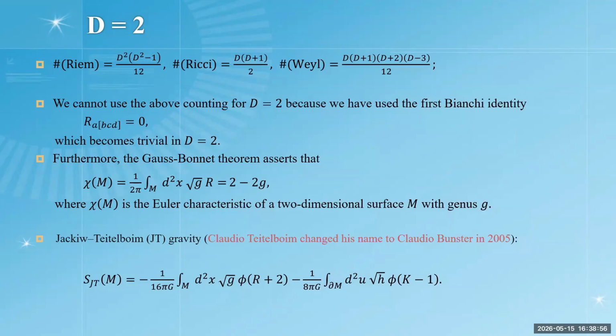And so in order to describe some non-trivial gravitational theory, we have to deform this theory by including this dilaton field. And also we have to consider a boundary term. And then this action is recently popular because it is related to Jackiw-Teitelboim gravity.